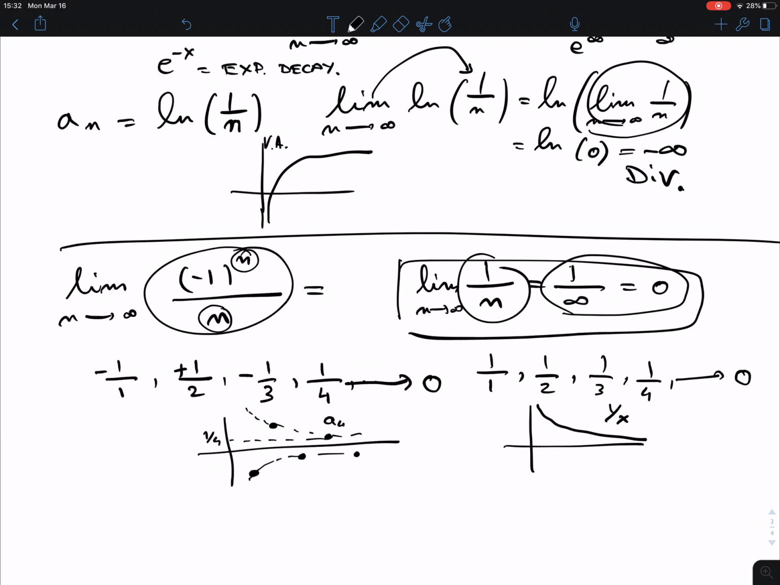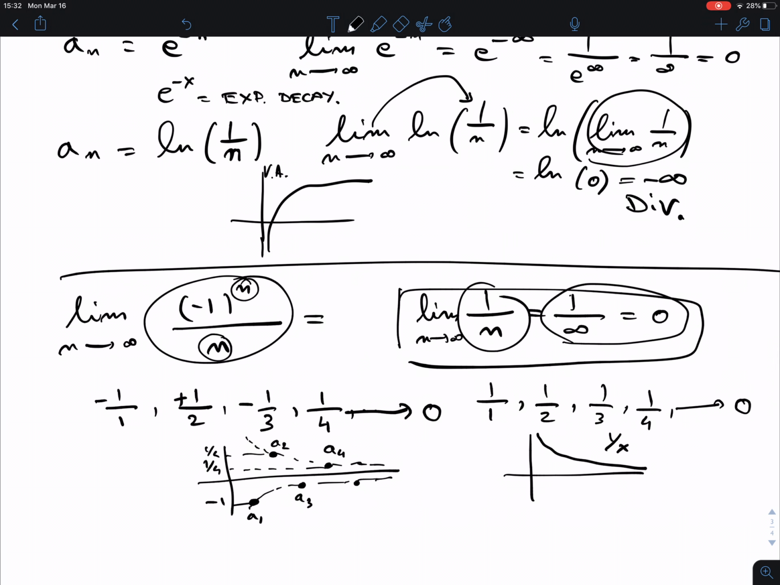So this is my A4. Sorry, A half. This is A2. This is -1, so this was A1, and this would be A3, and so on and so on. And you see they lie on two different curves, but these two curves both have a horizontal asymptote, and they both therefore go to 0. Okay, and so that's why we say that this limit is 0. That's a special case that we sometimes will run into.